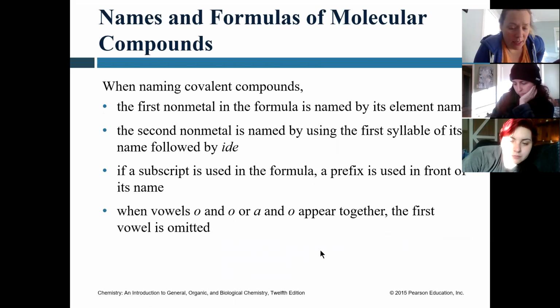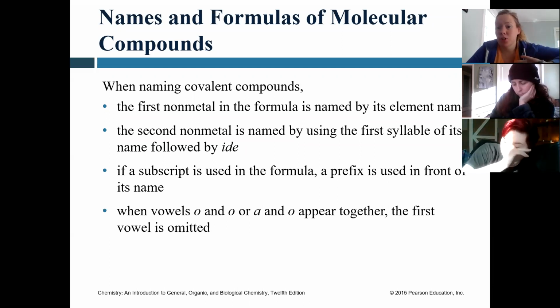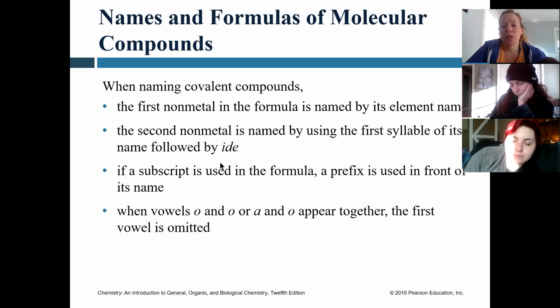So when we're naming molecular compounds, if you've noticed, you can have a different number of oxygens, you can have a different number of sulfurs, it changes. So it's not as strict or stringent as the metal and the non-metal where we flip-flop the charges. Because of that, when naming it, we have to specify how many of each we have. So we'll name the first non-metal in the formula, and then we'll take the name of the second non-metal, use the first syllable and we'll ide it. That is similar. But we're going to use a prefix in the front to tell us what the subscript is, or how many of them we have.